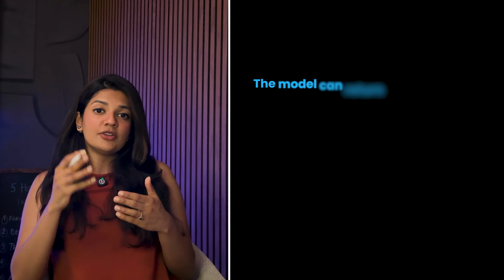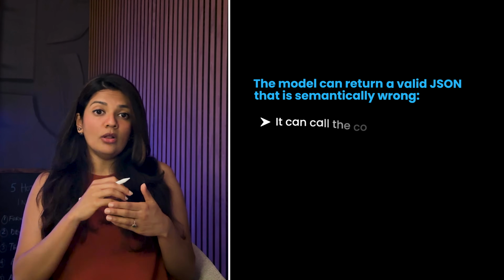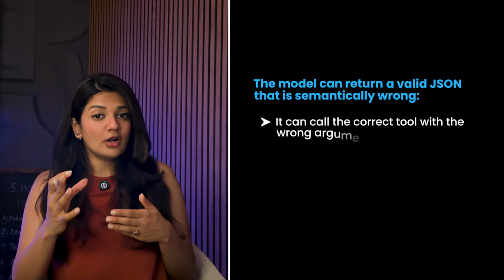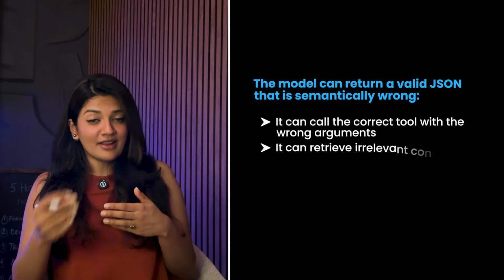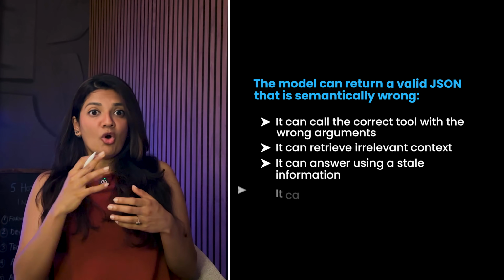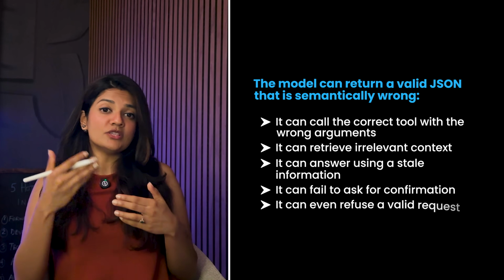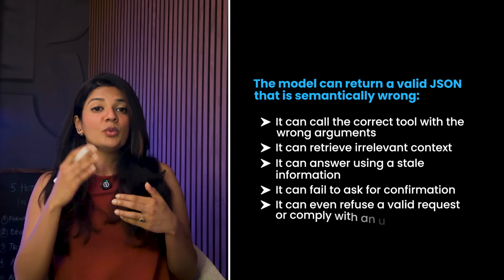The model can return a valid JSON that is semantically wrong. It can call the correct tool with the wrong arguments. It can retrieve irrelevant context. It can answer using stale information. Or it can fail to ask for confirmation. And it can even refuse a valid request or comply with an unsafe request. So evals, or evaluation, need to be designed into the system from the very beginning.